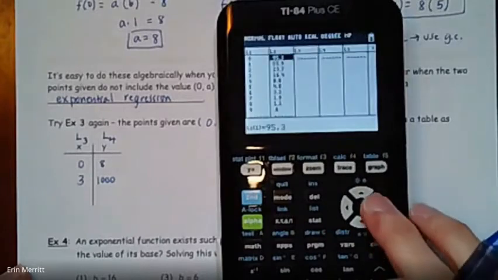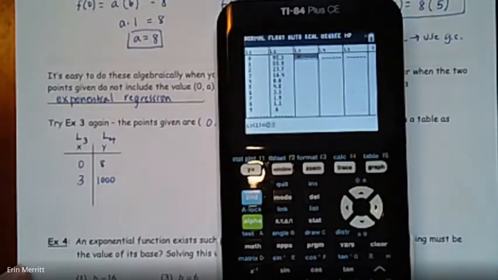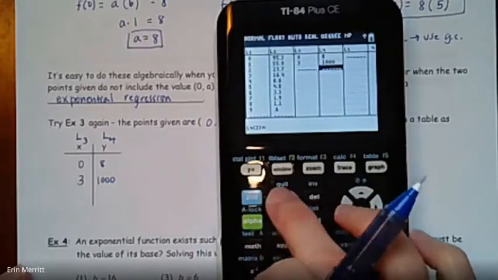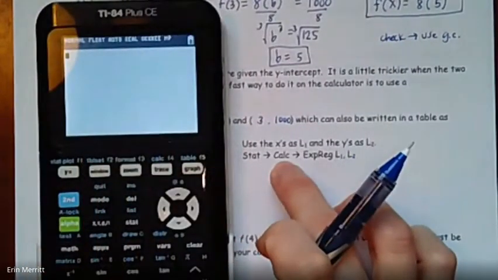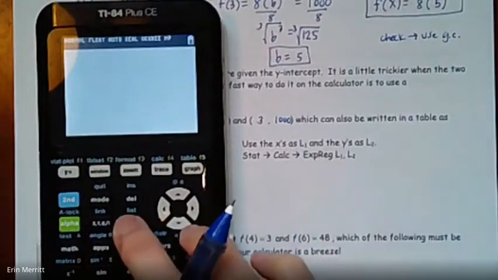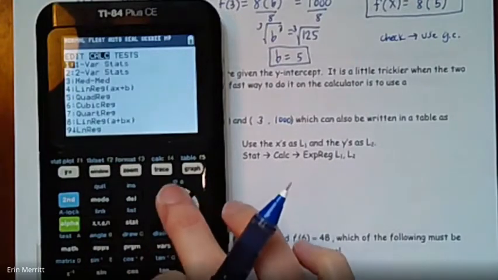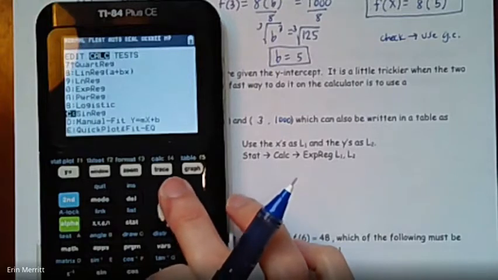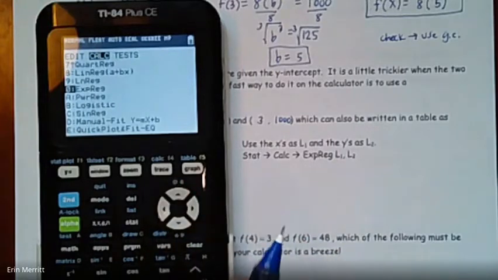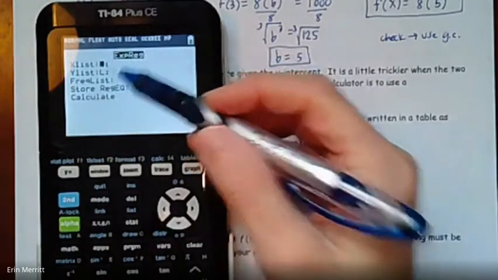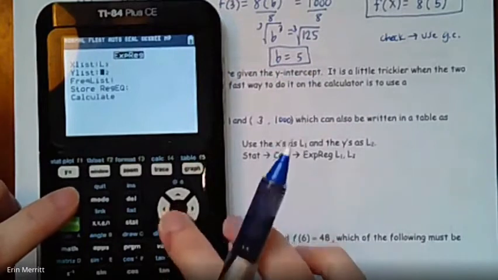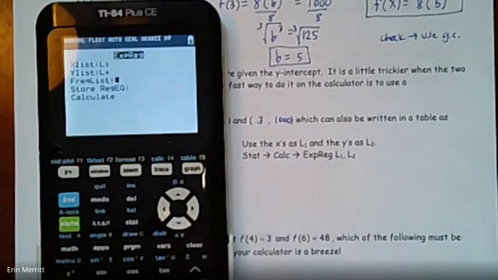I'm going to go over to list 3 and make this 0 and 3. Into list 4, I'm going to make it 8 and then 1,000. So there's my coordinate points. Now you can follow these steps here. Stat, calculate, exponential regression. So stat, go over to calculate. I'm going to go up because it's a little faster. It's choice 0 there, exponential regression. Now, mind you, my default on the calculator is for list 1 and list 2. I put mine in list 3 and list 4, so I do have to change that. If yours are in list 1 and list 2, then you're ready to go.